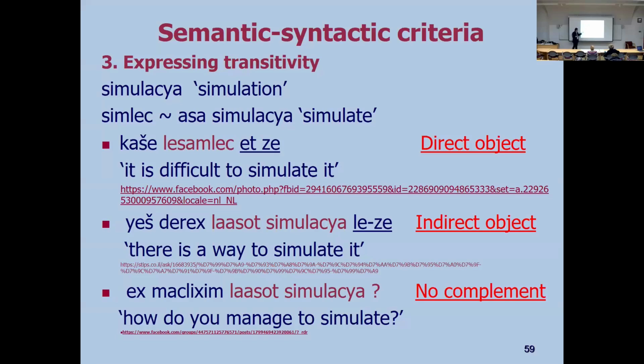So once we have a direct object, we have a verb, because we cannot express it periphrastically with a direct object. But we have yesh derech laasot simulatia leze. There is a way to simulate it, but pay attention, we have laasot simulatia, to do simulation, and we have the preposition le. It's an indirect object. But it's the same meaning. Only here, ze, the patient, is a direct object, and here it's an indirect object. And here, how do you manage to simulate? Here there's no complement at all. So what I argue is, once we have the direct object present, there's greater motivation to have a morphological form.